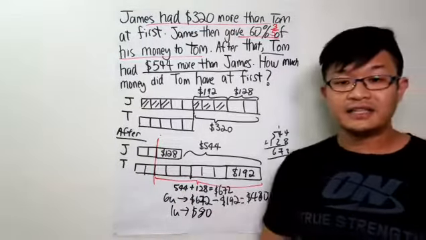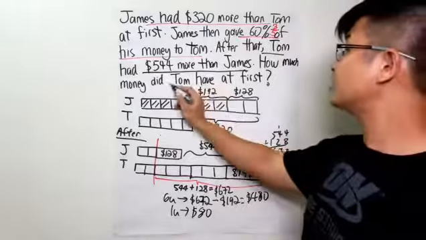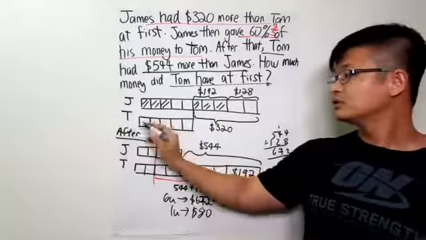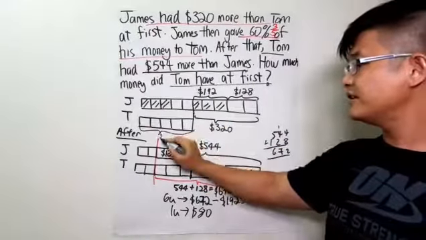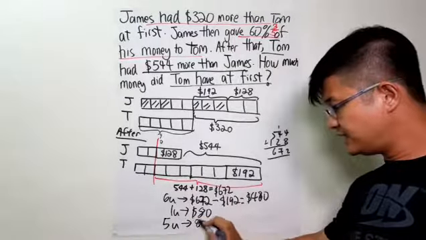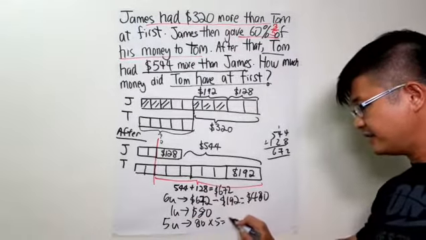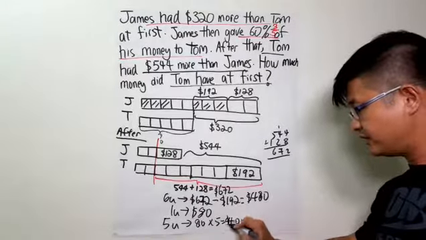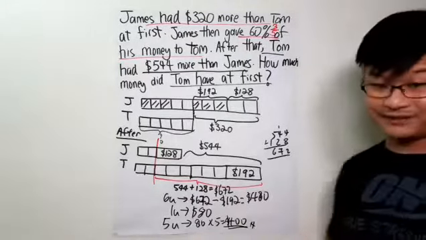After that, we look for 1 unit, which will just take 480 divided by 6, and that will give me 80. After that, we want to find out how much money Tom had at first. Well, Tom only had 5 units at first, so 5 units would be 80 times 5, $400, and that is your final answer.